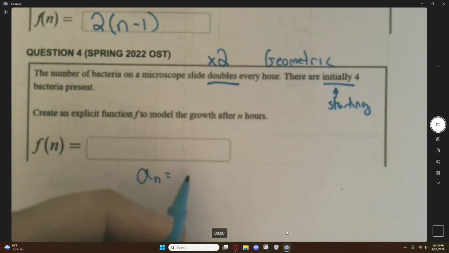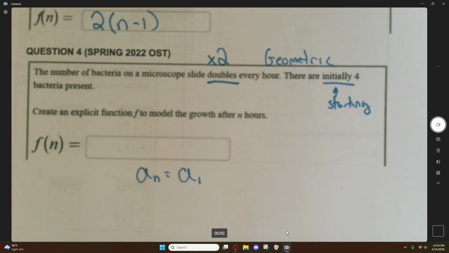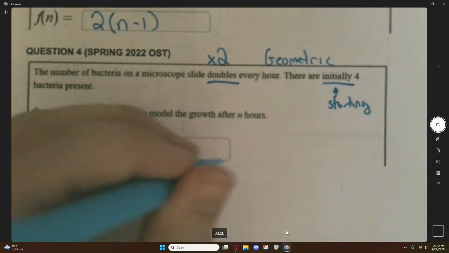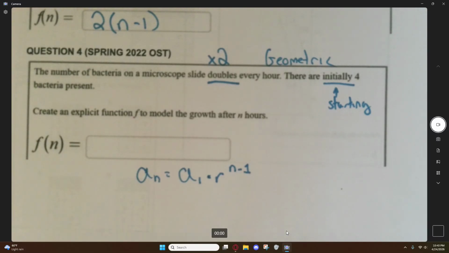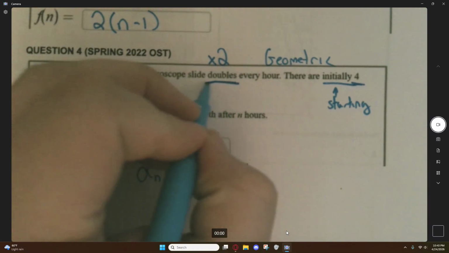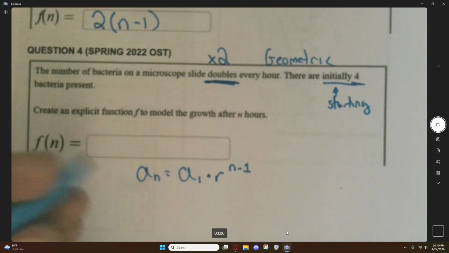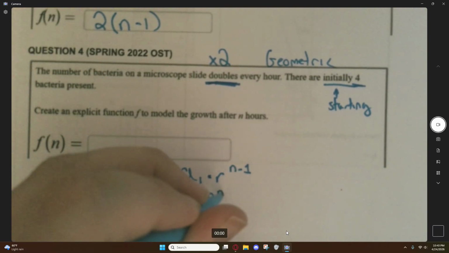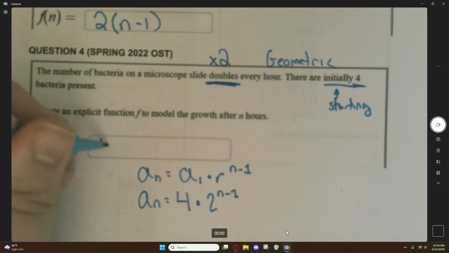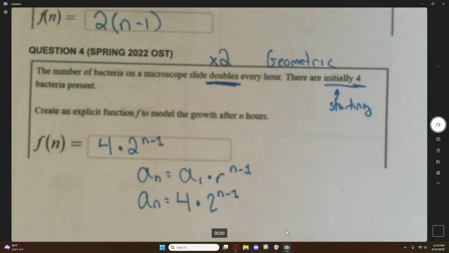A of n equals A1 times r to the n minus 1. Your A1, your starting value, is 4. Your r, your rate, is 2 because it doubles. So A of n equals 4 times 2 to the n minus 1. And that would just be your function. That's your sequence.